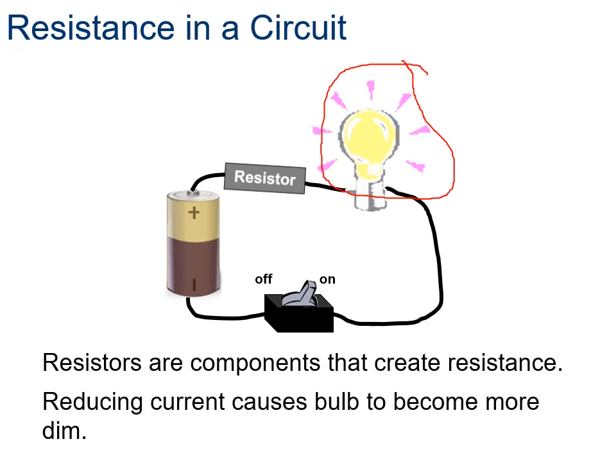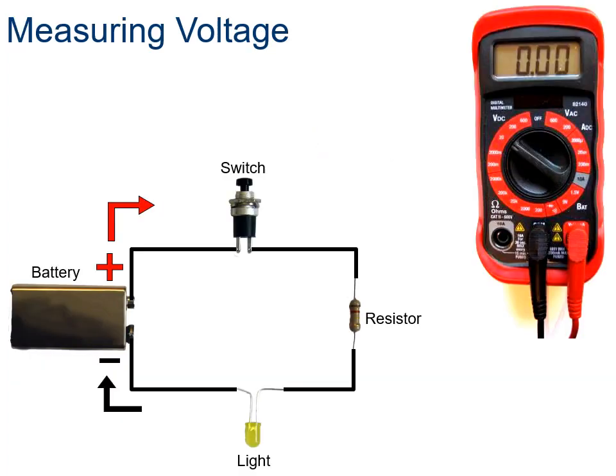If we reduce the current so that fewer electrons can flow, then the bulb becomes dimmer. That's kind of like the dimmer, what we call a potentiometer, that you might have on your lights at home. You can turn the lights down so they're not so bright. What that does is change the amount of resistance so that less current flows, so the light is not as bright.